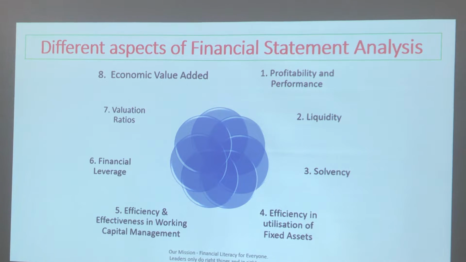There are 8 different angles from which we have to look at that company, and those 8 different angles are: number 1 is profitability and performance of that business, number 2 is the liquidity, number 3 is the solvency, number 4 is efficiency in utilization of fixed assets, number 5 is efficiency and effectiveness in working capital management of that business, number 6 is financial leverage, that means financial risk of that business, number 7 valuation.